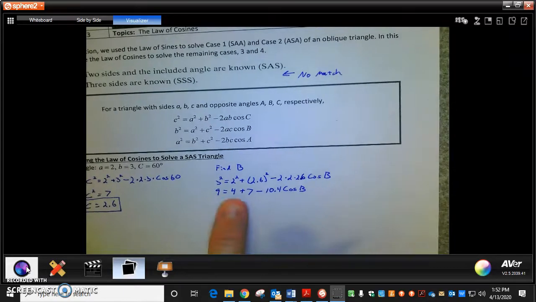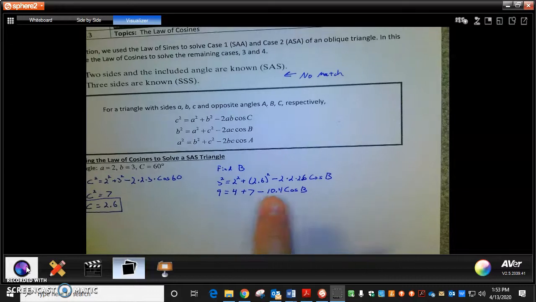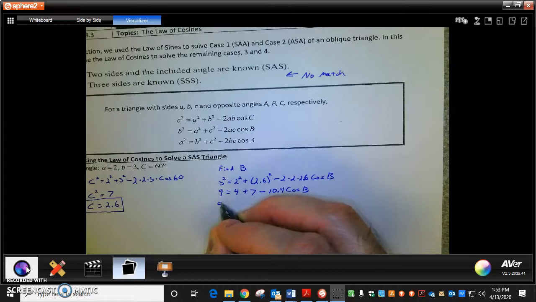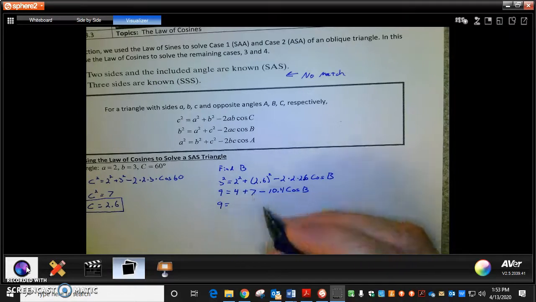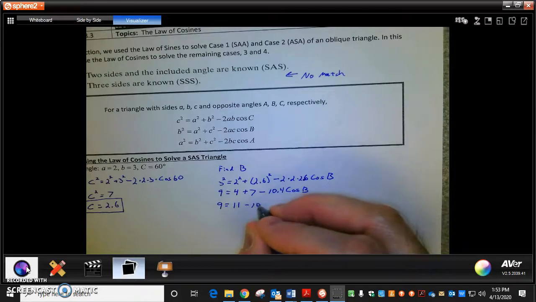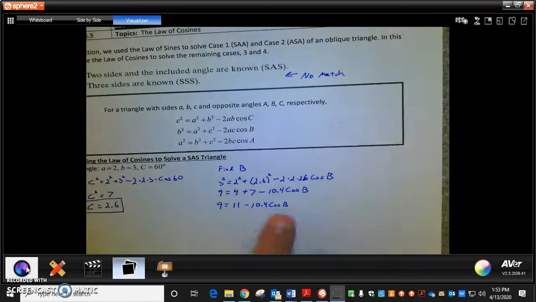You are going to want to take 4 plus 7 minus 10.4, and you can't. This is multiplication. Order of operations says you have to do multiplication before you can do any kind of subtraction. So that is not how we're going to do this. Follow what I do right here. Here's what you can do using the order of operations. 4 plus 7, that's 11, minus 10.4 cosine of b.